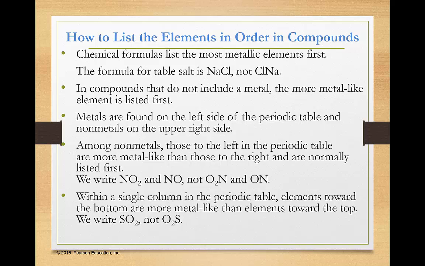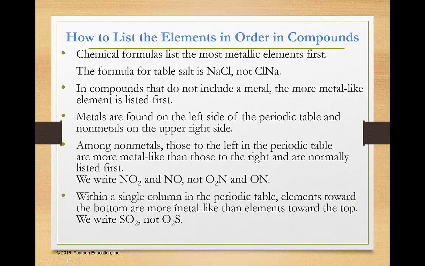So for example, we look at compounds written with nitrogen and oxygen. Nitrogen and oxygen, if you look at their position on the periodic table, nitrogen is number 7, oxygen is number 8. So nitrogen is further to the left. It is going to be the more metallic of the two. So we're going to write nitrogen and then oxygen, NO2 or NO, which are two different compounds, not O2N or ON. Okay. So if I'm moving left to right, go with the one that's on the left.